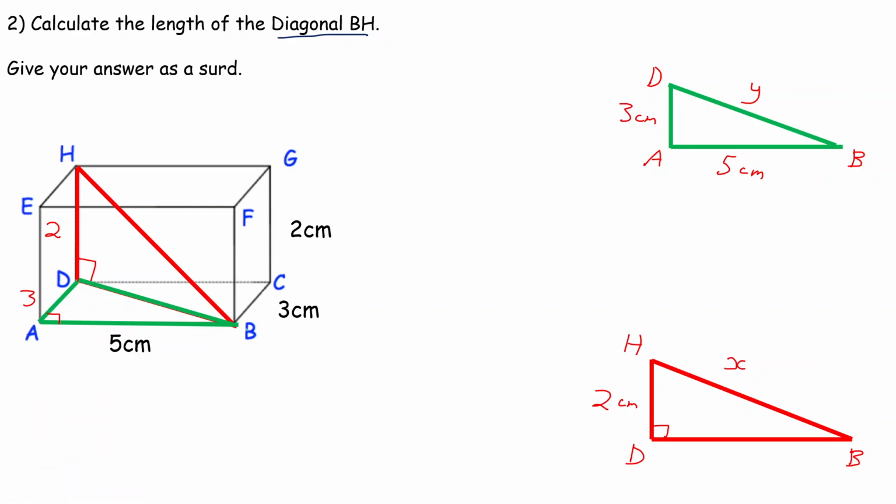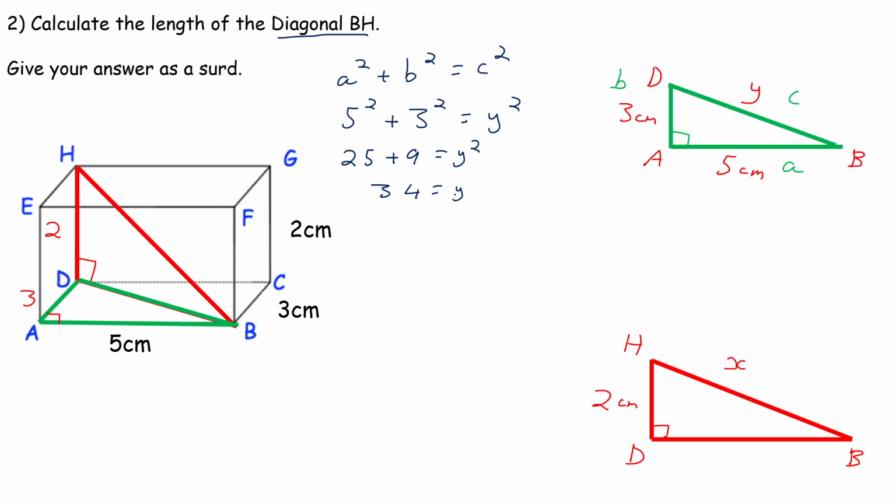Now using a bit of Pythagoras, the side opposite the right angle is C, and the 2 shorter sides are A and B. Putting it into our formula, A squared plus B squared is C squared, where A this time is 5, so 5 squared plus 3 squared is equal to C squared, or Y squared. 5 squared is 25, plus 9 is equal to Y squared. So I've got 34 equal to Y squared, so Y is the root of 34. And Y is my length D to B, so D to B is root 34.